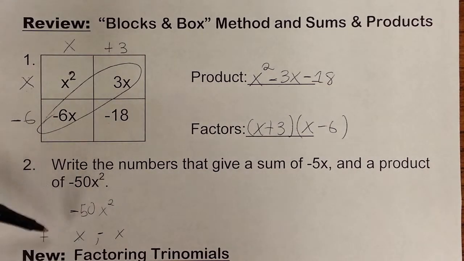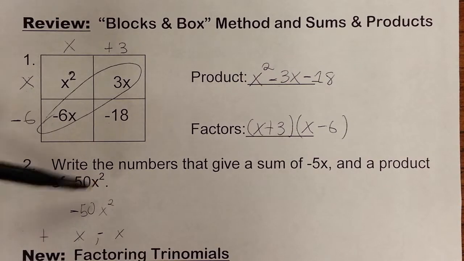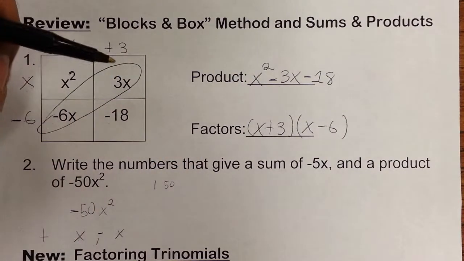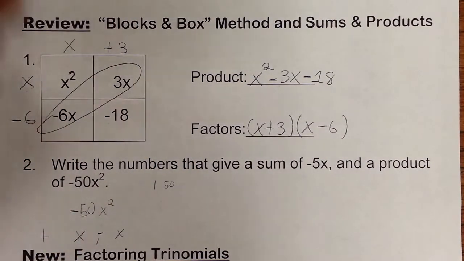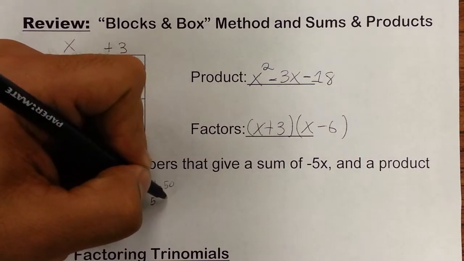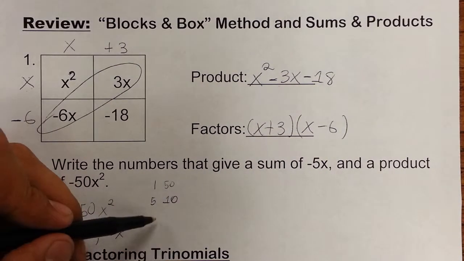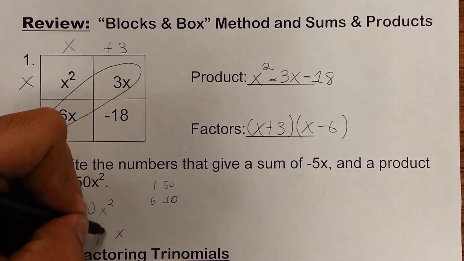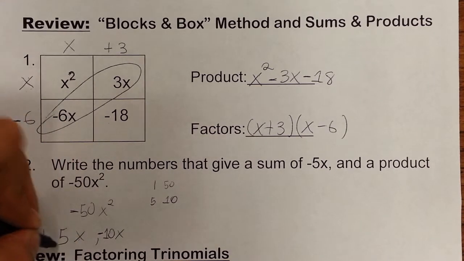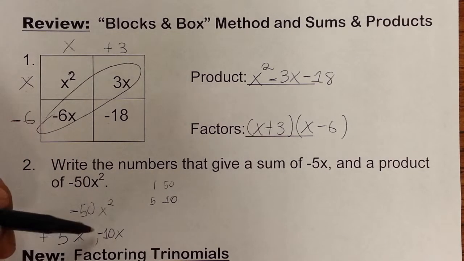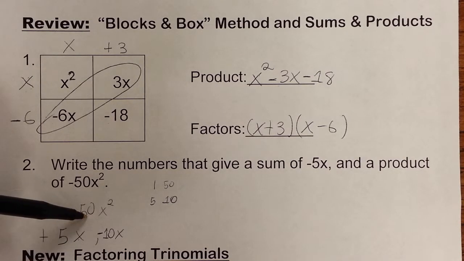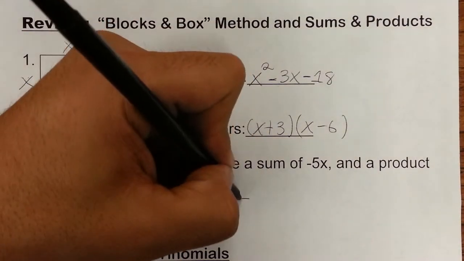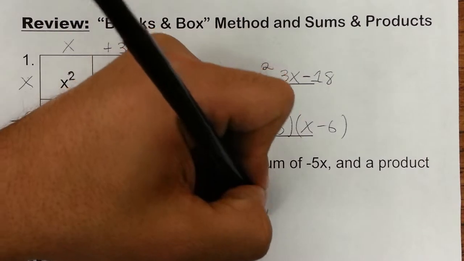Now we can think of factors of 50. If they're different signs, we're going to end up subtracting them. So let's see. We've got 1 and 50. That makes 49. Not what we need. Let's try 5 and 10. The difference between 5 and 10 is 5, which is what we need, but we need a negative 5, so the larger number should be the negative number. In this case, 10 is larger than 5, so it's negative 10x and 5x. Now, if we multiply negative 10x times positive 5x, we get our negative 50x squared. And negative 10x plus 5x gives us the sum of negative 5x. So our two expressions would be 5x and negative 10x.